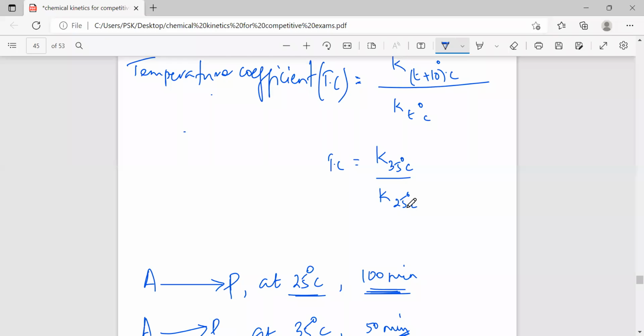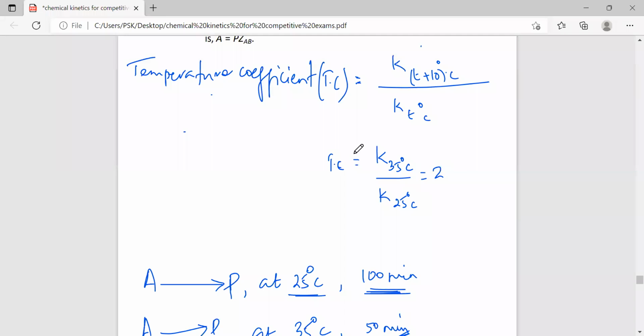Now, you have understood this concept. When we increase by 10 degrees, the rate of reaction doubles. Now, temperature coefficient, when you increase by 10 degrees, it is 2. Most of the time, it gives you the information that when you increase the temperature by 10 degrees Celsius, the rate of a reaction doubles. Very rarely, it also increases 3 times. The rate of reaction triples, rarely.